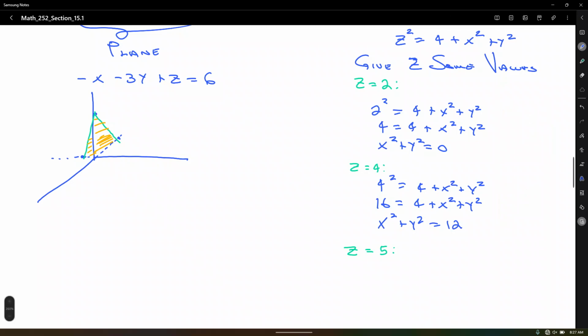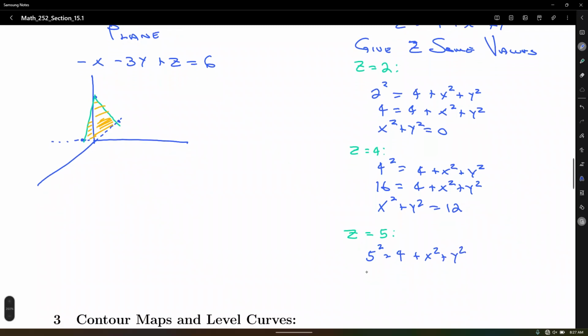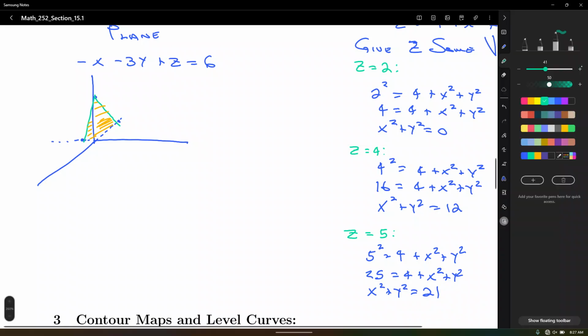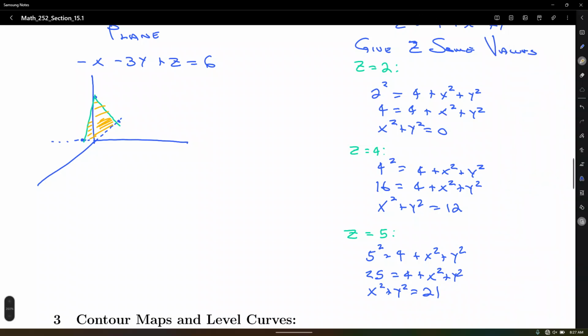So for z equals 5, that's 5 squared equals 4 plus x squared plus y squared, and that's going to give us 25 on the left hand side. So 25 equals 4 plus x squared plus y squared. That's going to give us x squared plus y squared equals 21. All right, let's talk about these traces here. Let me highlight them. This one, that one, and that one.